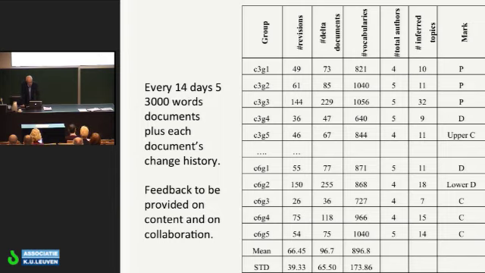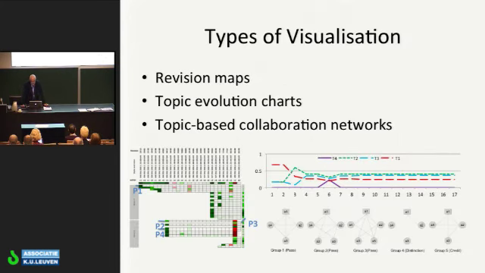And what we came up with to make this kind of information useful now for feedback on learning and writing and collaboration around writing, collaboration for writing, I probably should say, is three kinds of visualizations, which we call, using words others have started to use, revision maps, topic evolution charts, and topic-based collaboration networks.